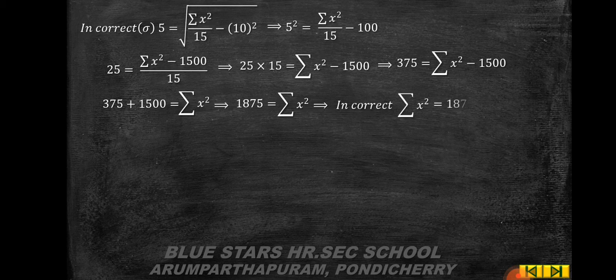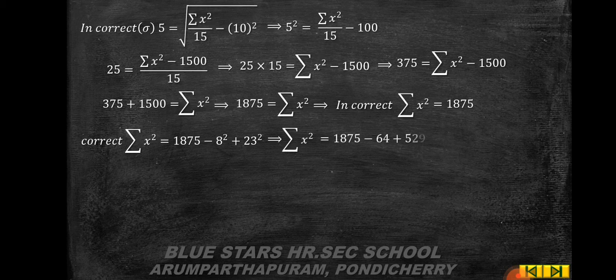Therefore, the incorrect summation x square is 1875. Next, you have to find the correct value of summation x square. So the corrected summation x square is equal to 1875 minus 8 square plus 23 square, because the incorrect value is 8 and the correct value is 23. Which implies summation x square is equal to 1875 minus 64 plus 529, which is equal to 2340.